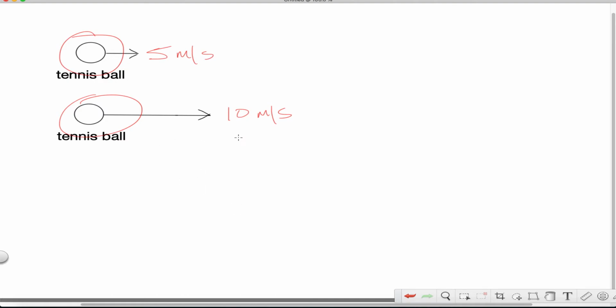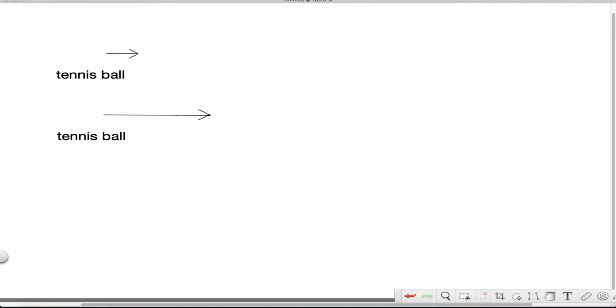And so the force applied by these tennis balls, because it is the force primarily that's causing the pain, depends on the velocity of the tennis ball.